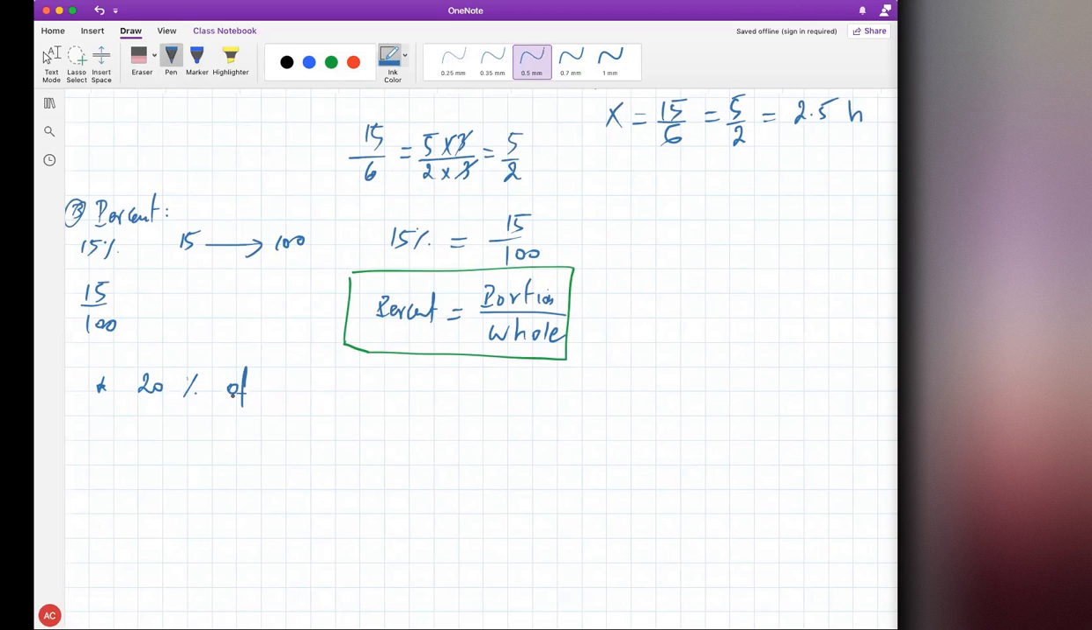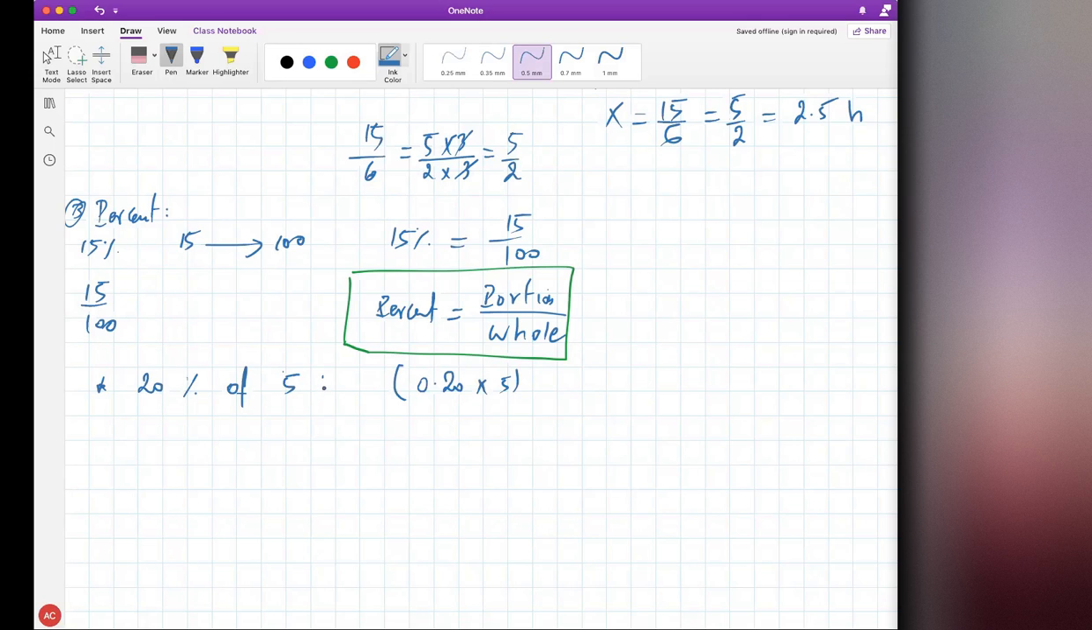Of maybe 5. So 20% of 5. Whenever you have a question like this, 20% of something, last time we saw that we can just multiply them. We multiply the decimal of this, multiply 5. That's one way to do it. You can do 0.20 multiply 5. That's one way to do this. Or we can also use equations like the ratios, as we're going to see now.